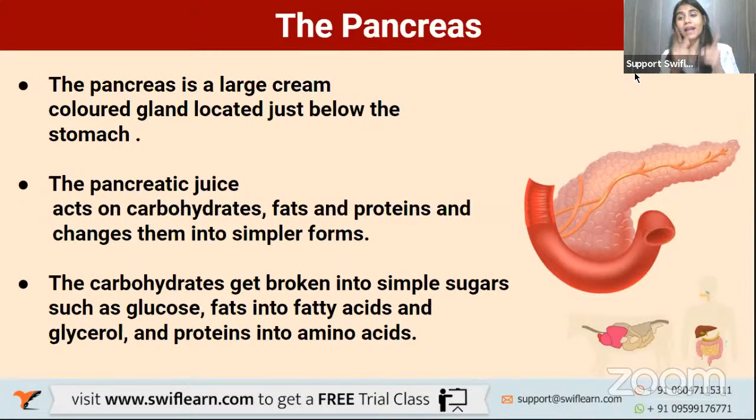The pancreatic juices are secreted by the pancreas. That is the function of the pancreas. Where is the pancreas located? It is located under your stomach. And what is its color? It is cream in color.